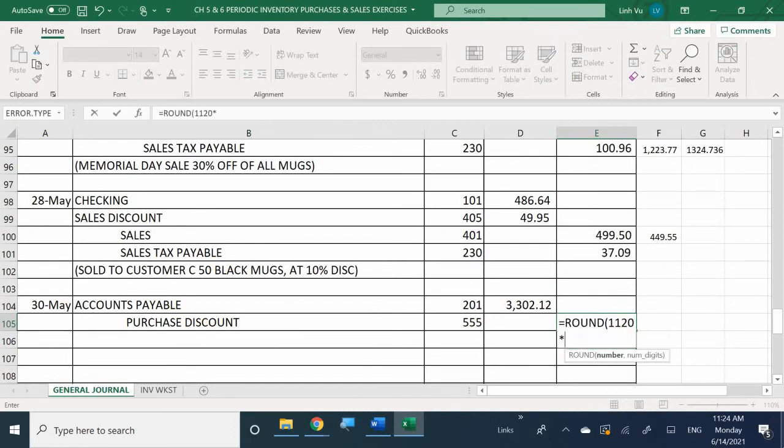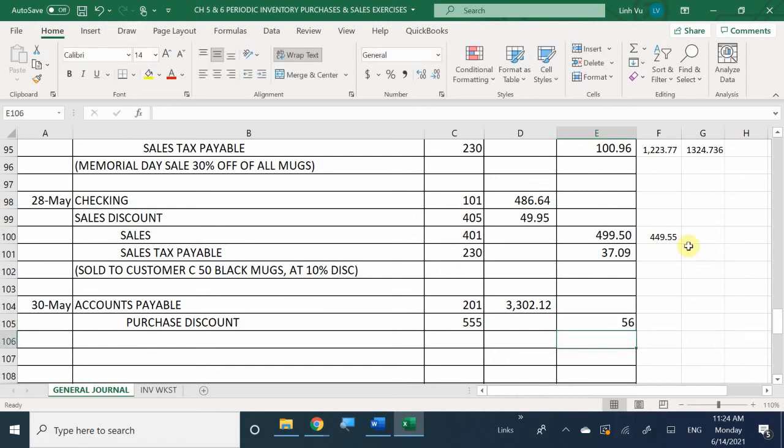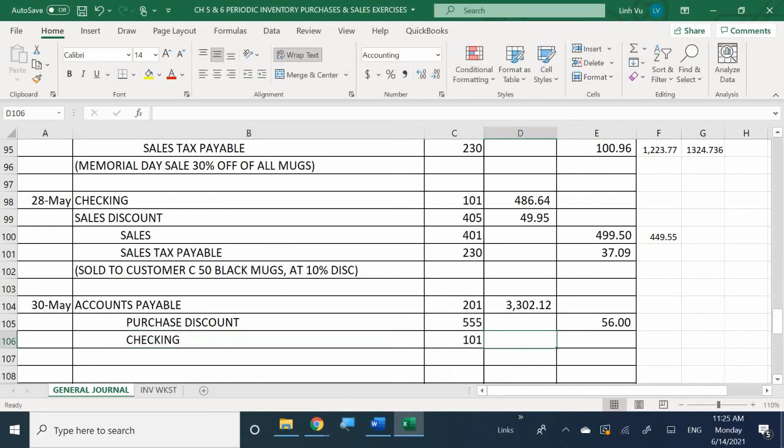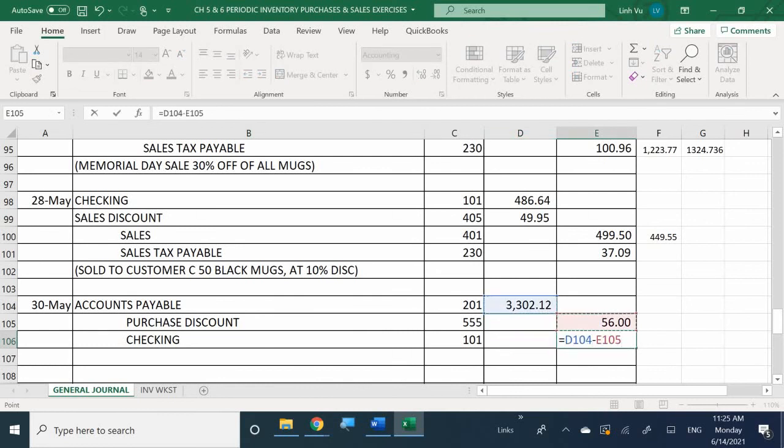$56. So let me go ahead and do that: 1120 times 5%. $56. So in this case, how much am I going to be writing my check out for? Because I'm going to be using checking, so obviously I'm not paying with cash, I'm paying with my check. So it's going to come directly out of my bank account. Would that be $3,246.12? That is correct.